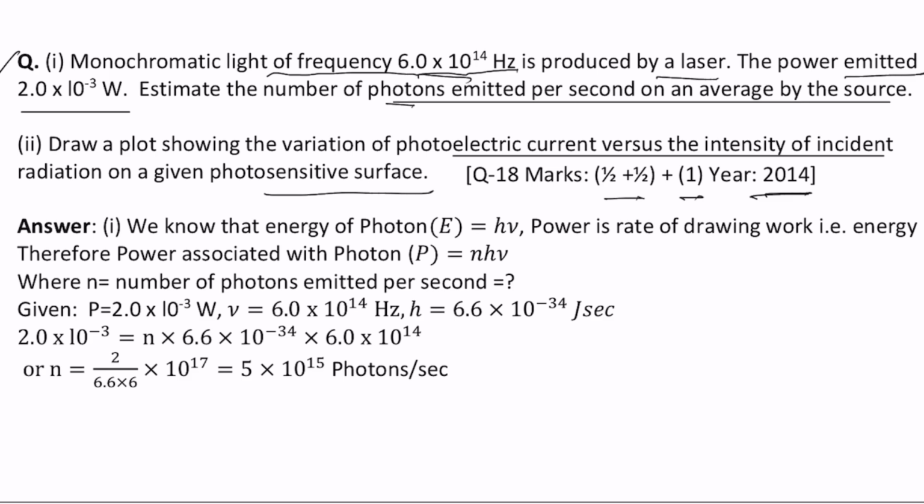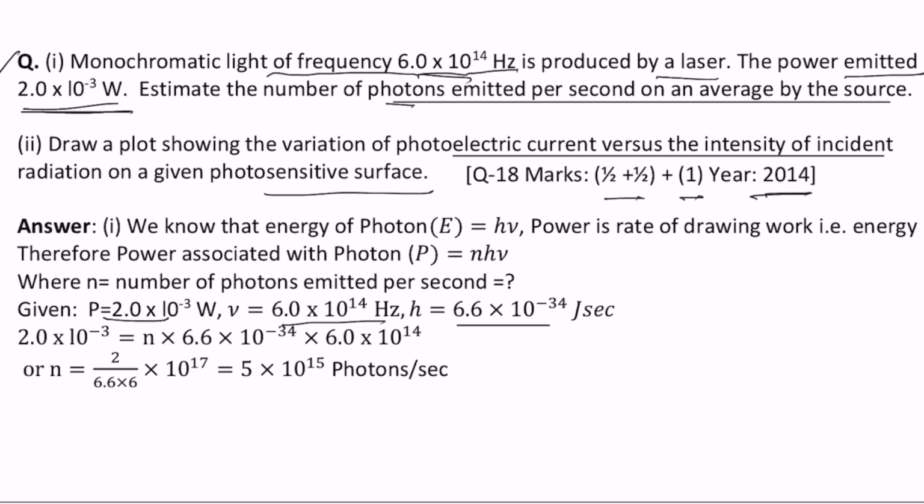Now, the frequency is given as 6.0 × 10^14 Hz, correct? Now h, we know, is the Planck's constant. This is sometimes given in the question paper itself. The Planck's constant value is 6.62 × 10^-34 joule second. And it is given that the power emitted is 2 × 10^-3 watt.